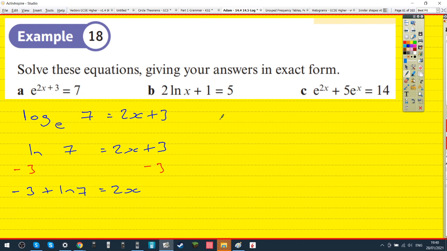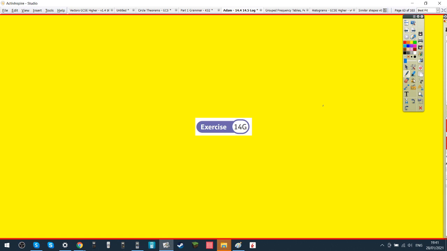Could you then minus ln 7 on both sides? You want x by itself, so you divide by 2 on both sides. But that would change ln 7 to ln 3.5. No, doesn't work that way. I would do something like minus 3 over 2 plus a half ln 7. No, they want the exact form, so that's it exactly. Oh, is that the answer? Yeah.